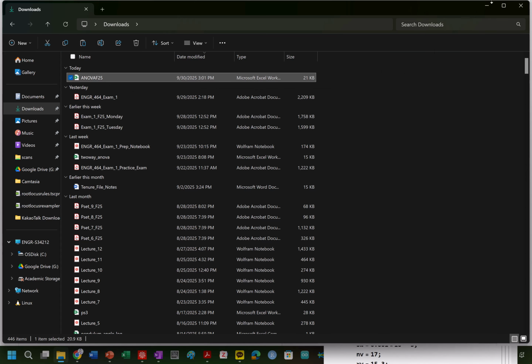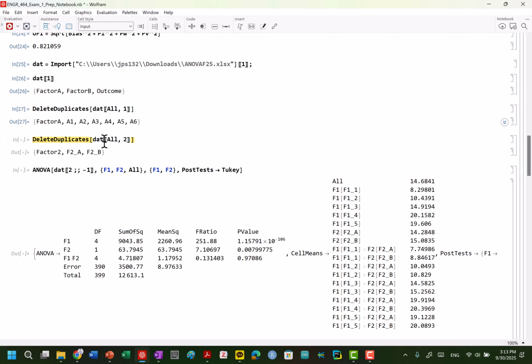I'm going to remove that first value, and I want to look at the first row. So I've got a two-way ANOVA. For my factor A, I have 6 conditions. For factor B, I have 3 conditions. So I'm going to take my data, remove that first row, and say FA, and FB, and I want my post-test Tukey.